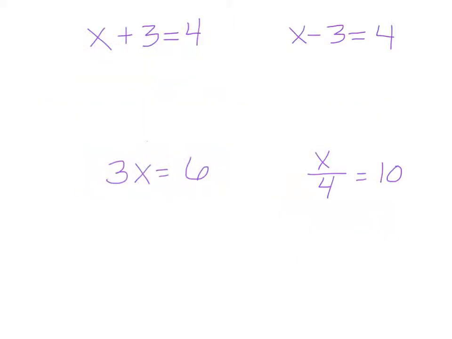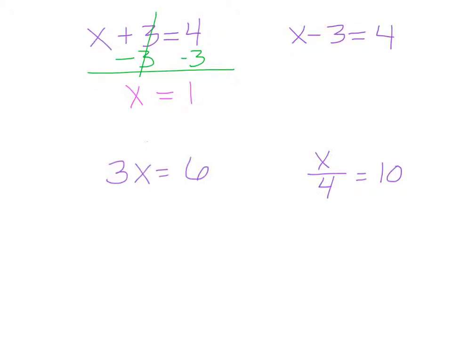Before we get into today's lesson, let's do a quick review from Chapter 7, where we solved one-step equations. Remember, our goal is always to get the variable by itself. So here I have x plus 3 is equal to 4. To get x by itself, I'm going to subtract 3 from both sides of the equation, and we get x is equal to 1.